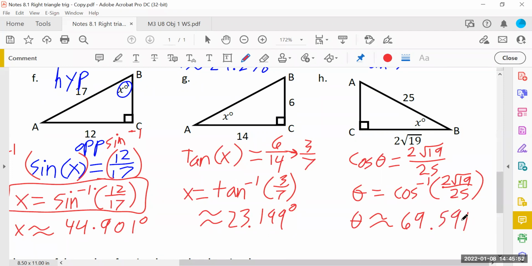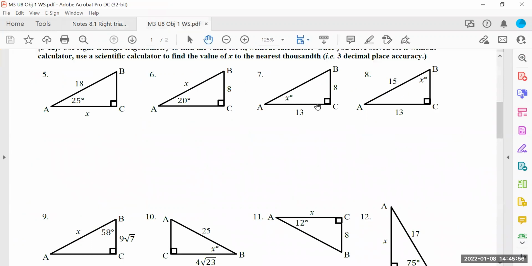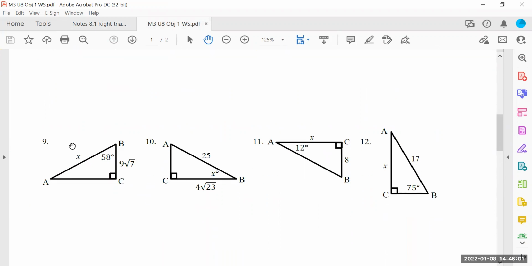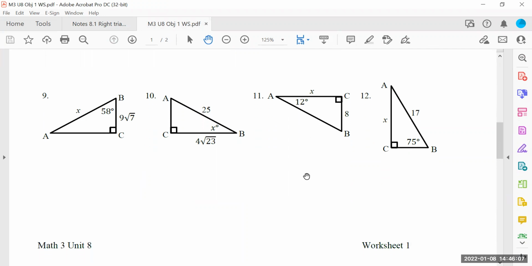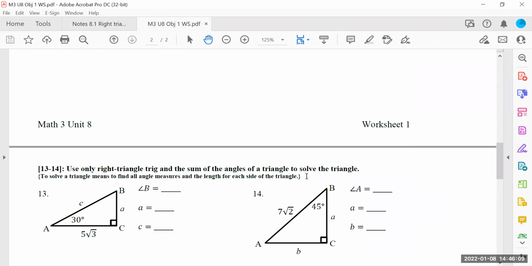And again, that should take you all the way on the homework through, looking down here, number 7 and 8. And then you've got, again, some of the ones that we did before, solving for a side with a square root. At this point, you should be good all the way through number 12.